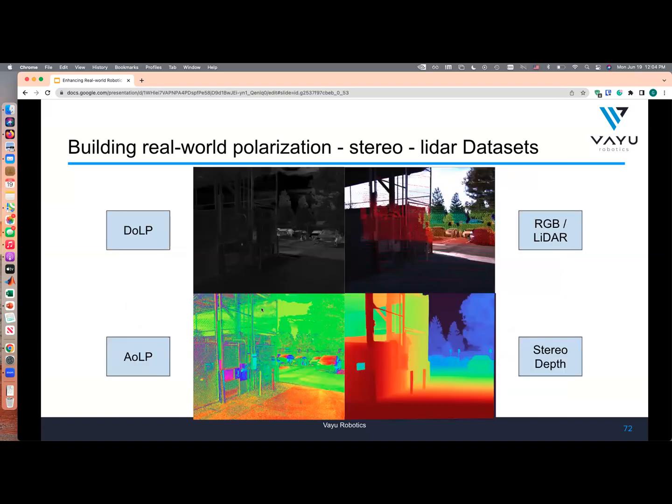Yeah, and at the same time, given that we have a large data set to train the model, we would also like to have a real-world data set to fine-tune and validate the model with real-world scenes. So we're also building up a setup where you have polarization, stereo depth, as well as LiDAR, across different modalities.